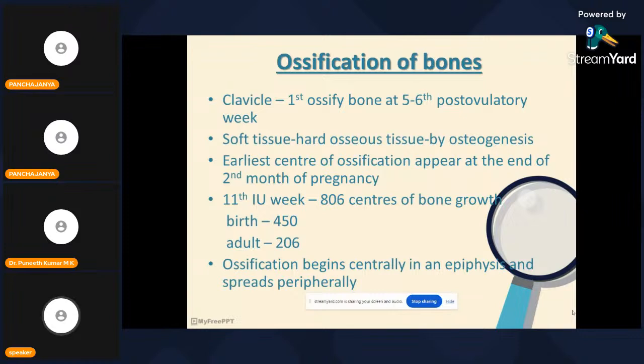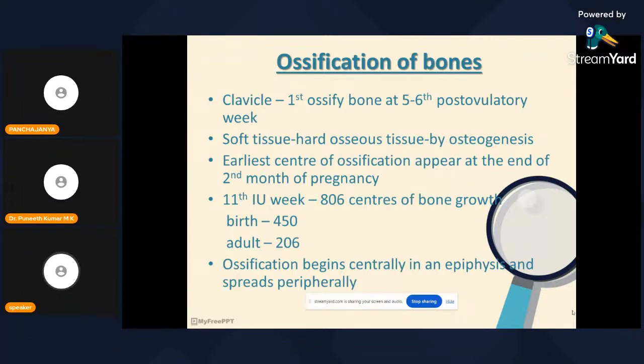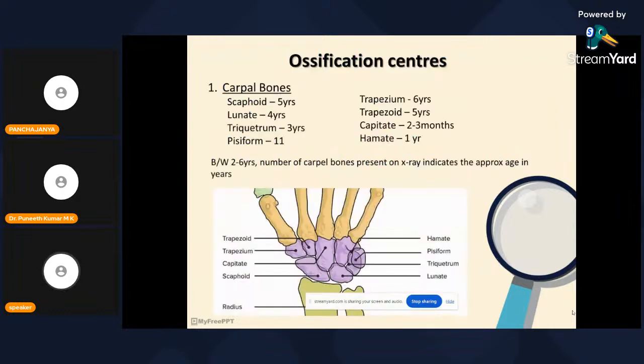Ossification begins centrally in an epiphysis and then spreads peripherally. In the epiphysis it will start, then spread to the peripheral part of a bone. Among the ossification centers, the carpal bones are scaphoid, lunate, triquetrum, pisiform, trapezium, trapezoid, capitate, and hamate, and their years of ossification are given here. Just remember the bones in their order.